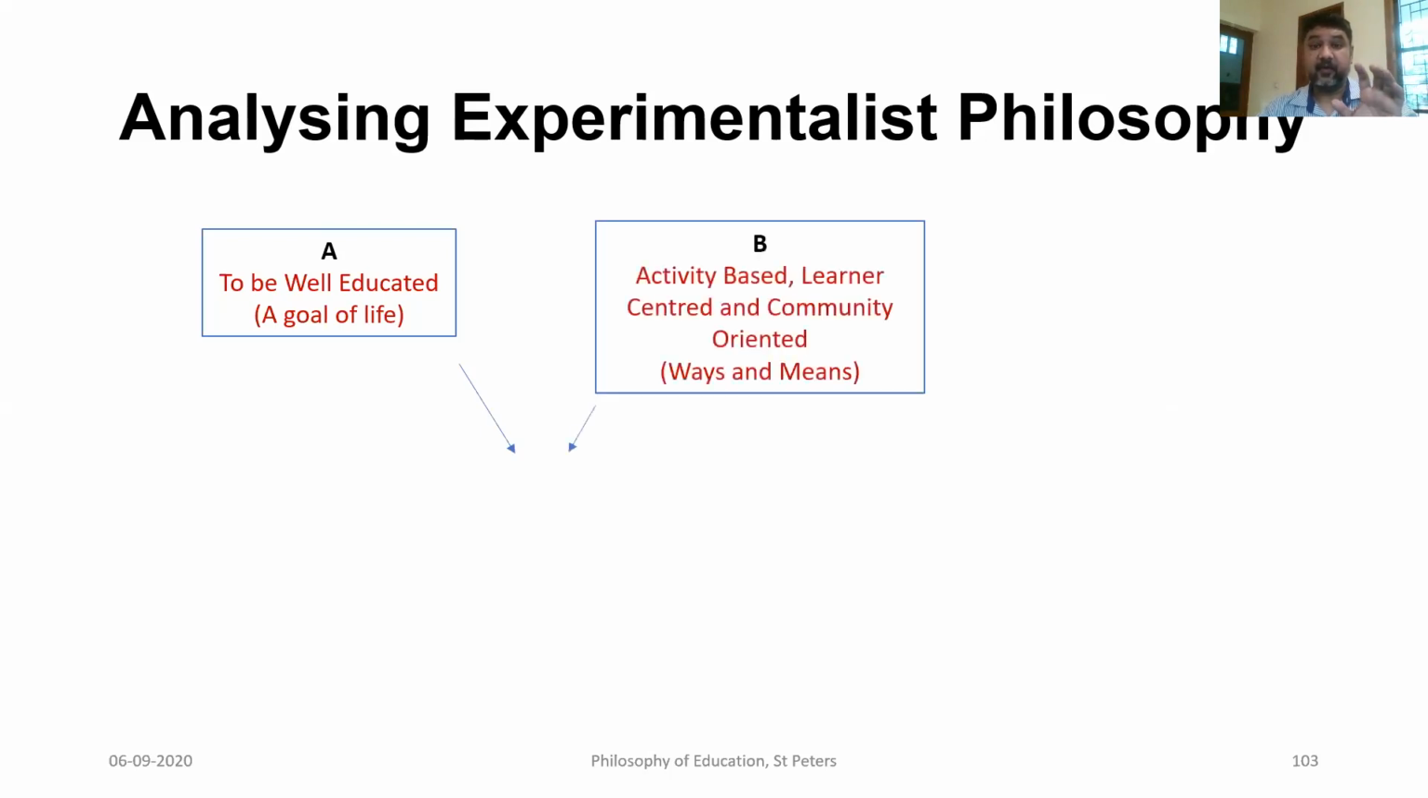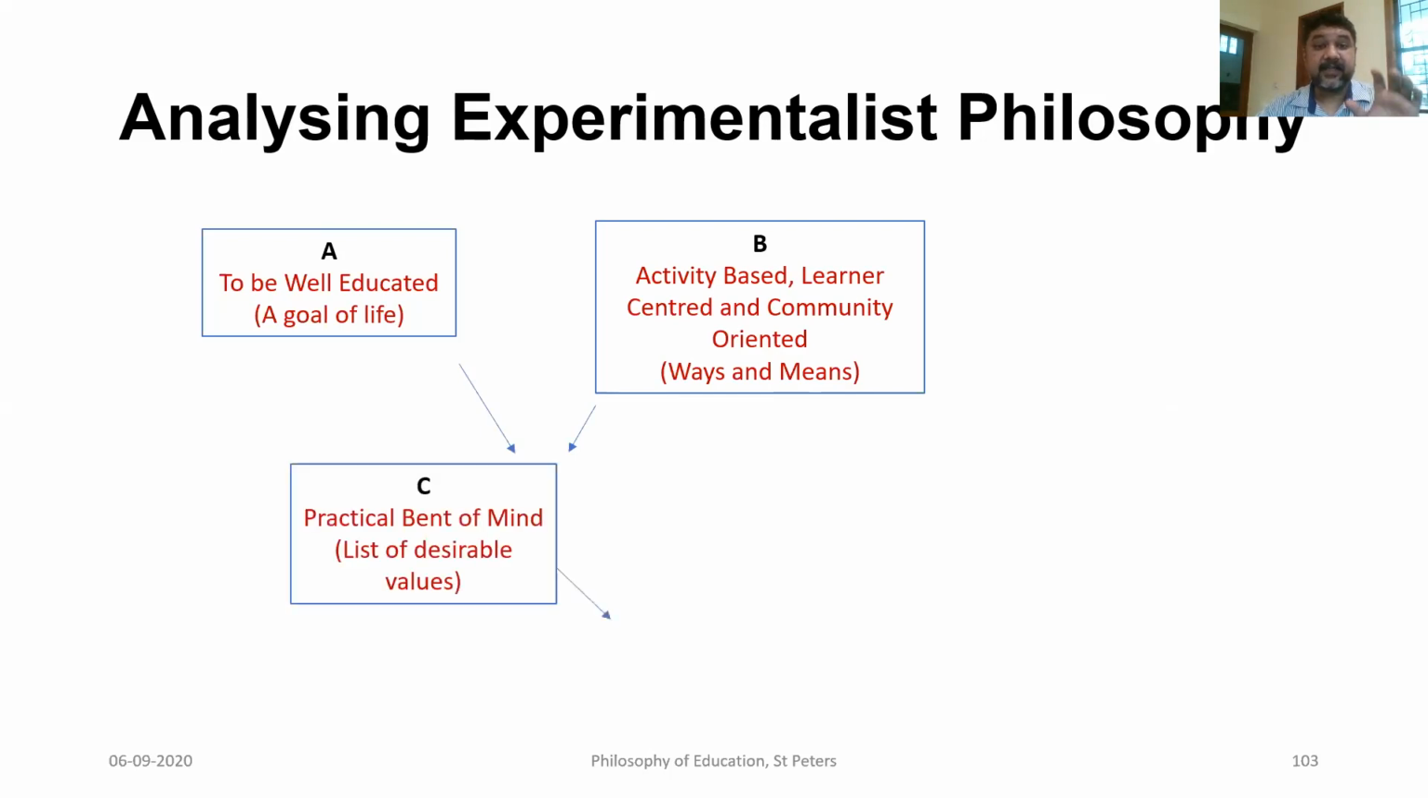The second thing, the ways and means, what is obtaining in the world, it should be activity-based, learner-centered, and community-oriented. This is what the ways and means of John Dewey's experimentalist philosophy is. Then, what is the list of desirable values to be brought up in the student? A practical bent of mind, a mind which is active, a mind which goes into action. That is the quality we want in a student. So these two things, A and B, bring together the practical bent of mind.